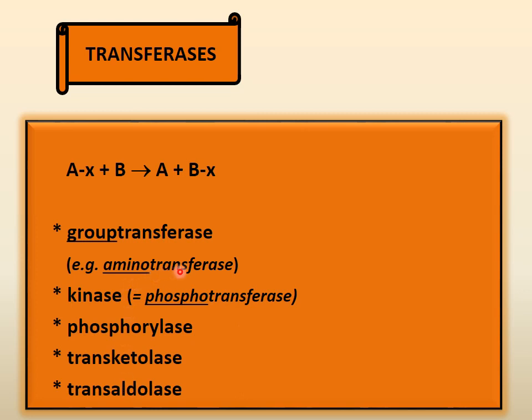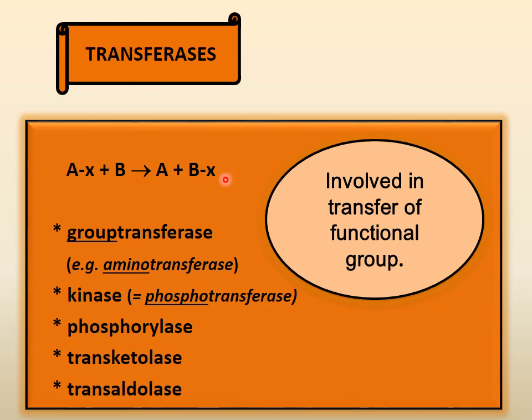Then we can see aminotransferase. These are the enzymes which transfer an amino group. Then transketolase transfers a keto group. Transaldolase transfers an aldehyde group. So in this way, these are all kept under transferase enzymes. In the equation you can see A is combined with X. This X is transferred from A to B. So after the reaction, in the product, B becomes linked with X. So they are all involved in the transfer of a functional group.